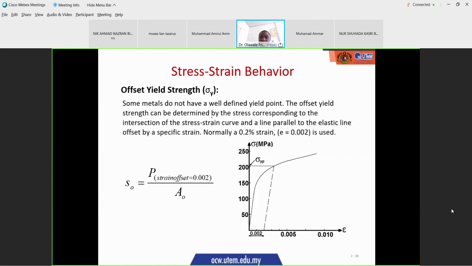So here you determine the stress corresponding to the intersection of your stress-strain curve and a line parallel to the elastic line offset by 0.002. You can see here, this is my 0.002. I'm drawing a line. This line is parallel to this line. Then here is my yield stress.